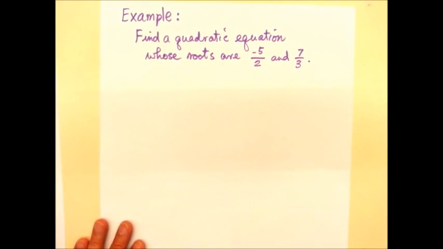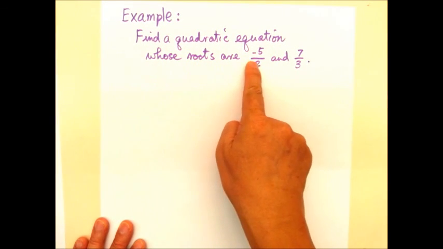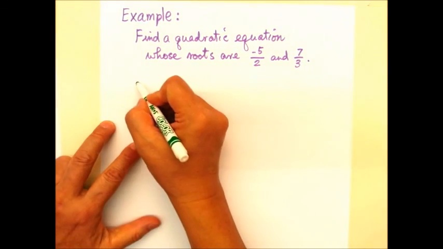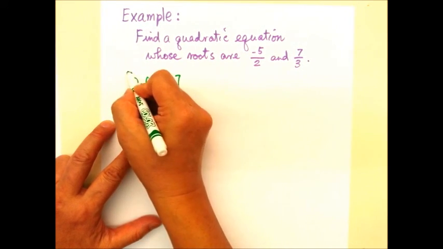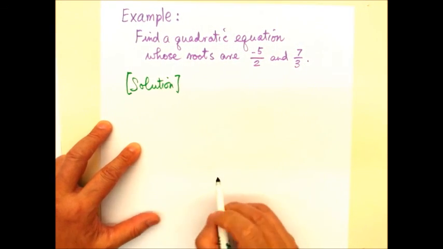Now we go to another example. Here, find a quadratic equation whose roots are -5/2 and 7/3. How to do it? Now, the steps are as follows. Solution means the process to work out the problem.